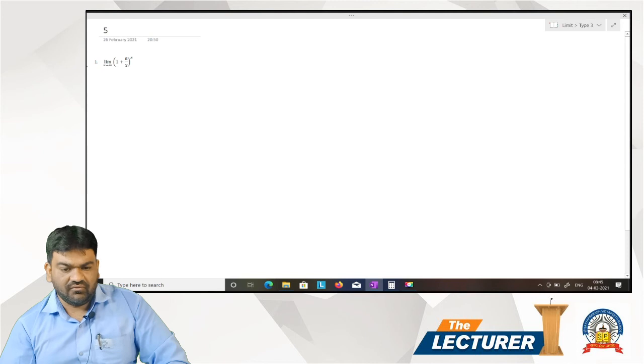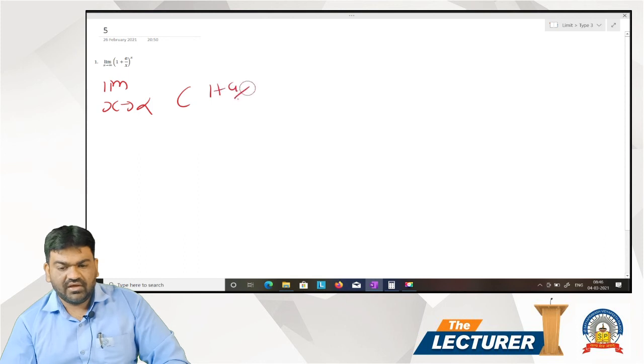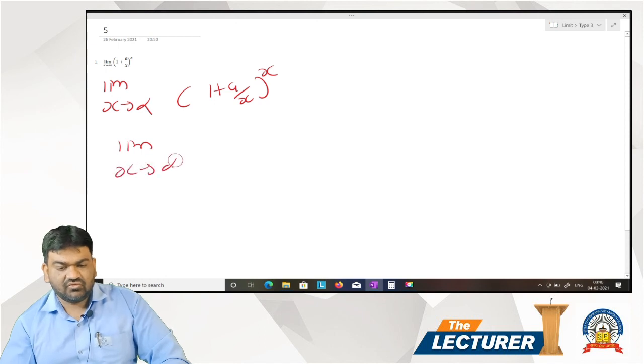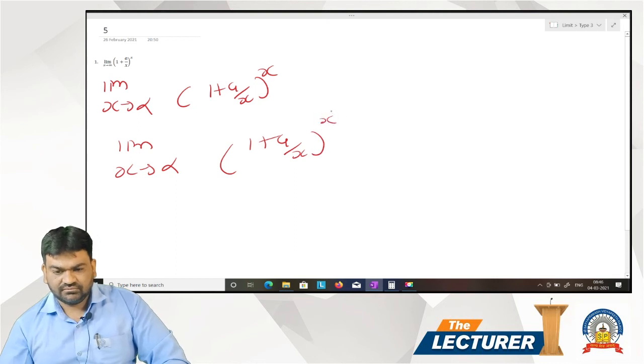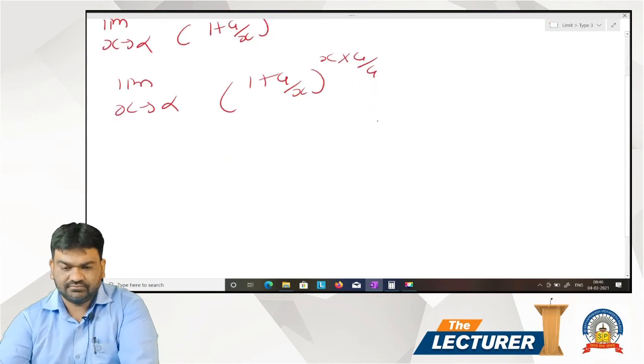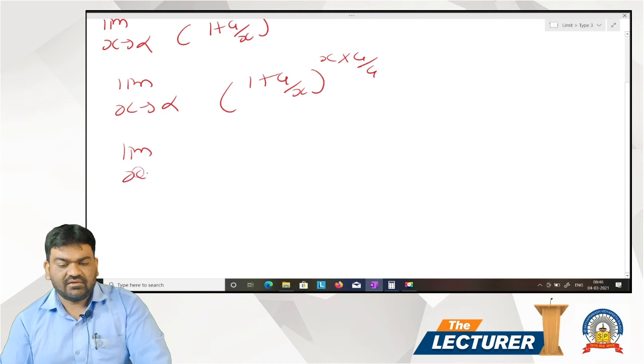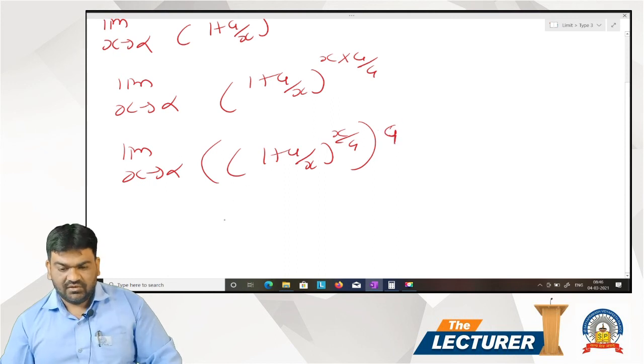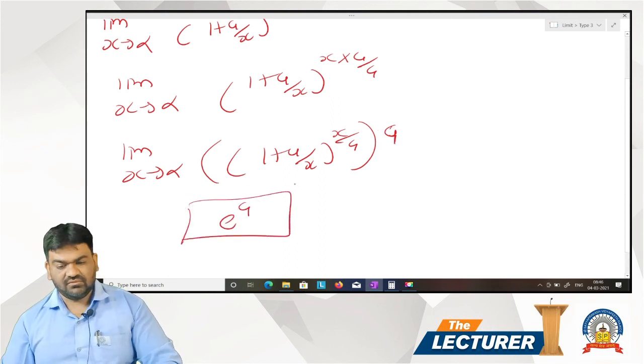Next, example number 5. Limit x tends to infinity, (1 plus a upon x) raised to x. Limit x tends to infinity, (1 plus a upon x) raised to x multiplied by a divided by a. Limit x tends to infinity, (1 plus a upon x) raised to x upon a multiplied by a. That means raised to a, e raised to a. This is your answer.